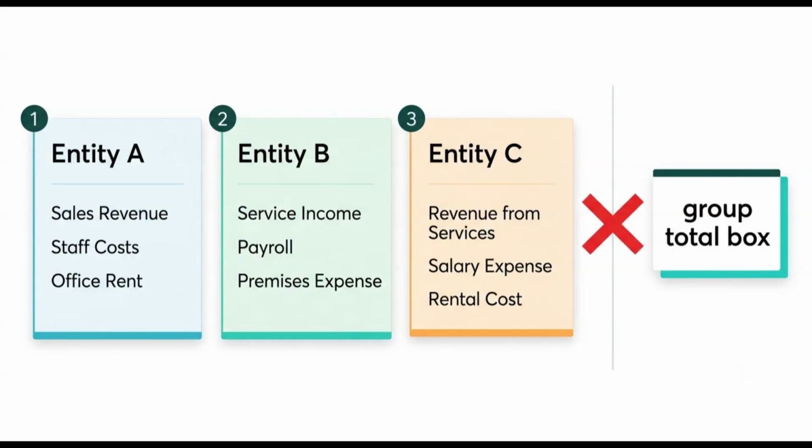One entity calls it sales revenue. Another calls it service income. A third uses revenue from services. On their own, these can't be meaningfully combined. BrizoConsol needs to know they all represent the same thing before it can consolidate them.